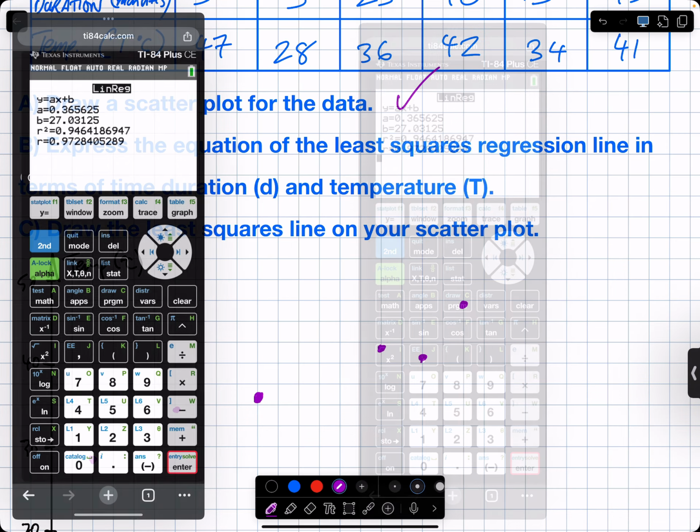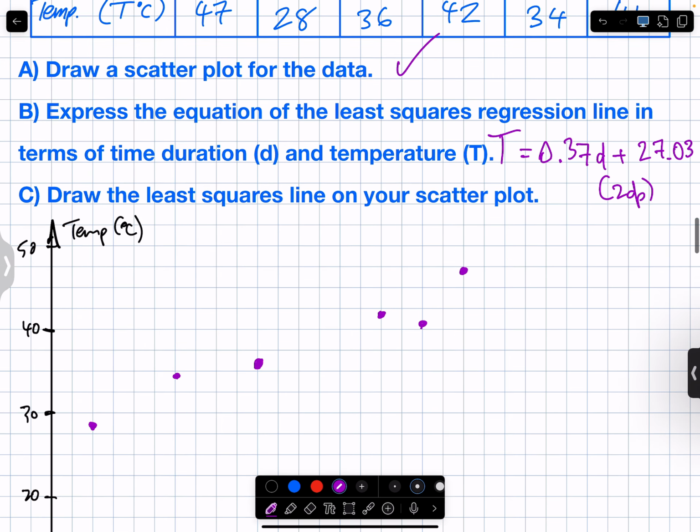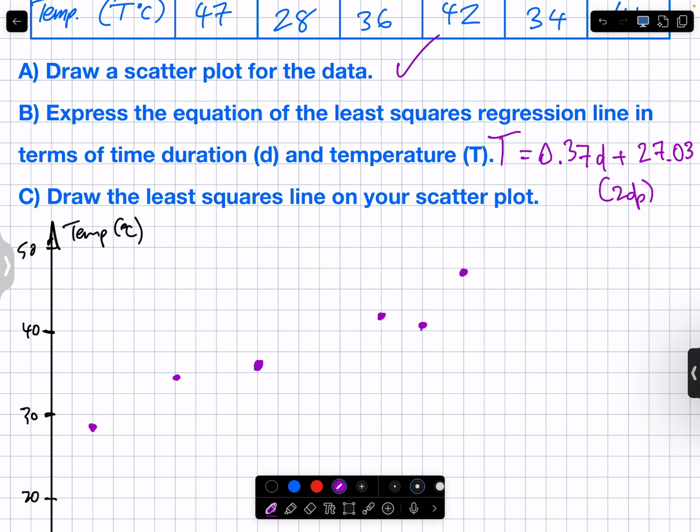So that's telling me temperature. Temperature equals, what does it say the slope is? 0.37 times by the duration. So 0.37 times by d. And what does it say b is? Plus 27.03. And I rounded those to 2 dp. That's how you get the equation of the line of best fit using the calculator, so that you don't just do it by eye. We're going to do it with maths. Okay? And this maths was a while ago, but we did it in topic 2.